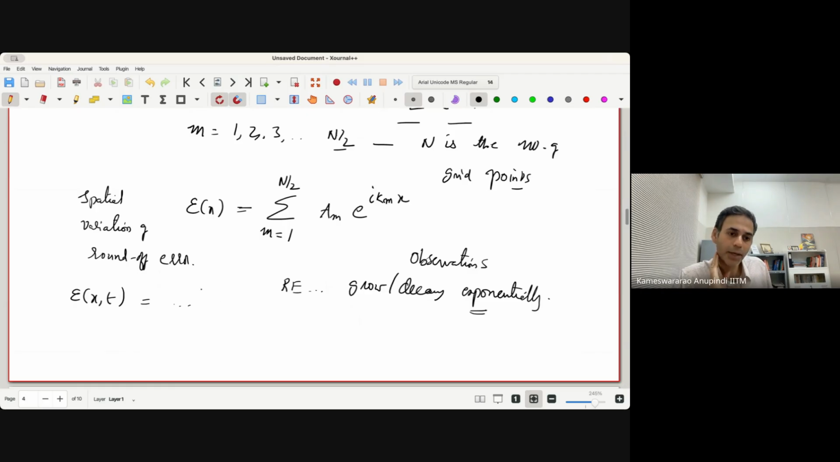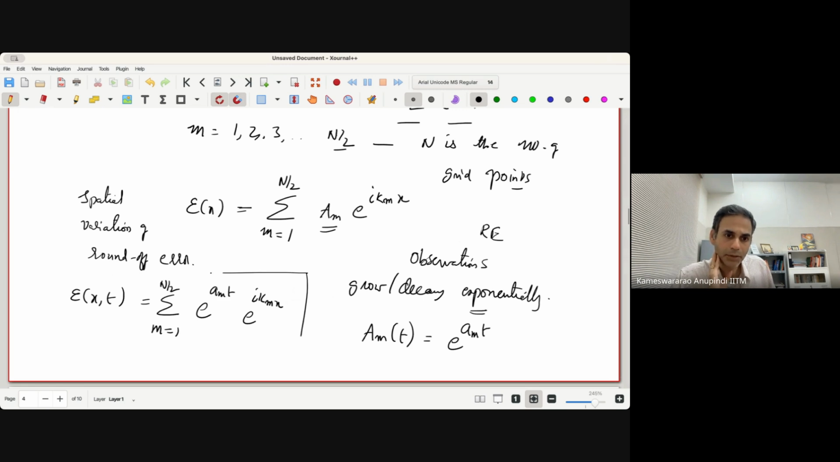So then it makes sense to include the time dependence in the amplitude and say that a_m is a function of time, and then that is included as e to the power a_m times t. That means we're going to write this as sigma m equals 1 to N by 2, e to the power a_m times t, e to the power i k_m x. So that's our equation, or that's our model for the round-off error.